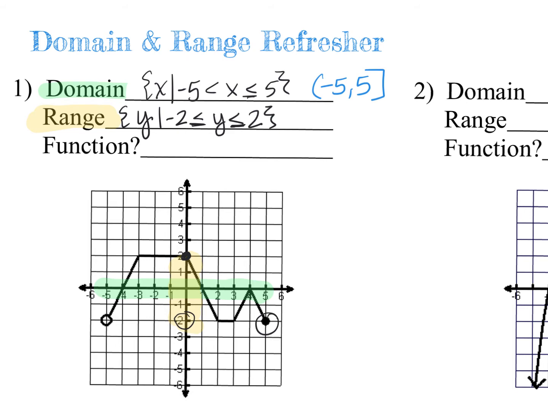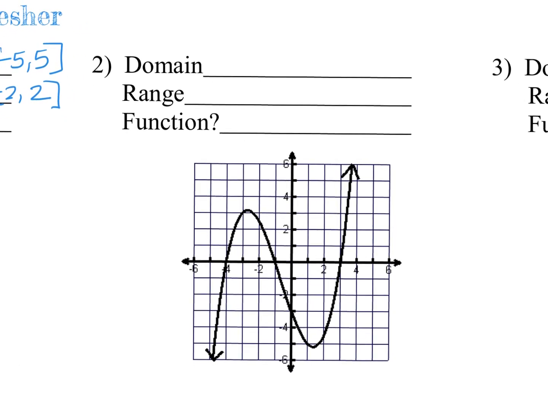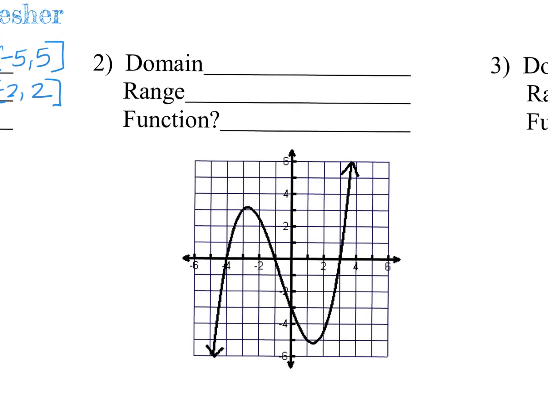Now when I convert this to interval notation, I know it's going to go from -2 to 2, and because they're or equal to's, I'm going to use brackets. All right, we're not going to worry about the function part because you've got that down. Let's try another one. Domain and range again, here we go. So let's do domain of this guy.